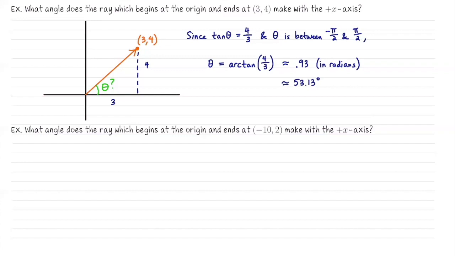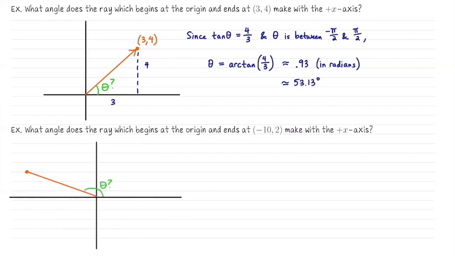Okay, let's look at the second example. What angle does the ray which begins at the origin and ends at the point (-10, 2), that's over in the second quadrant, make with the x-axis? So here's our point (-10, 2). Here's the ray in question. Here's the angle that we actually want to find, because I want to measure off the positive x-axis, at least the way it was phrased in this problem.